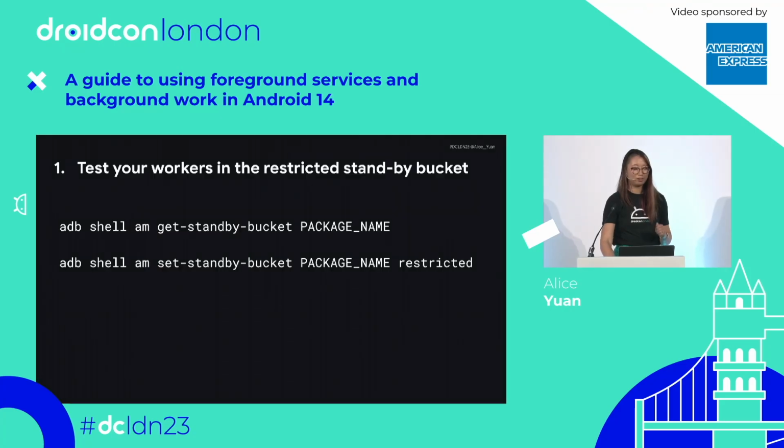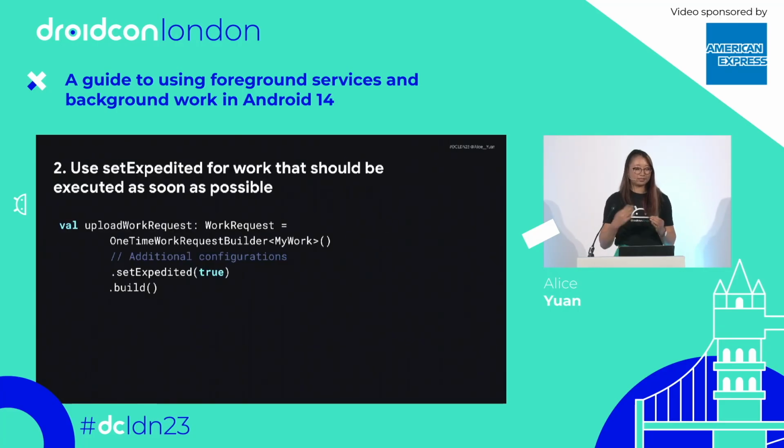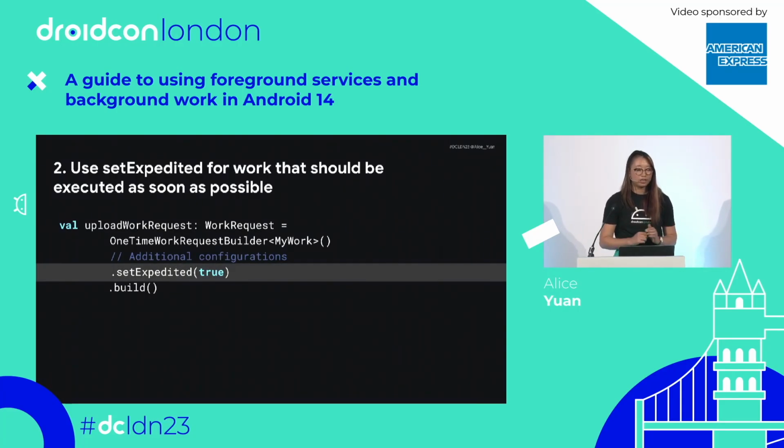So let's go into depth a little bit more. In order to test your application standby buckets, you can figure out what standby bucket the app is in using the first command, and the second command puts your application into the restricted standby bucket. Secondly, in situations where it's really important for the work to run as soon as possible, use a set expedited work request. It's just a single flag to make sure that it says, hey, run me as soon as possible.